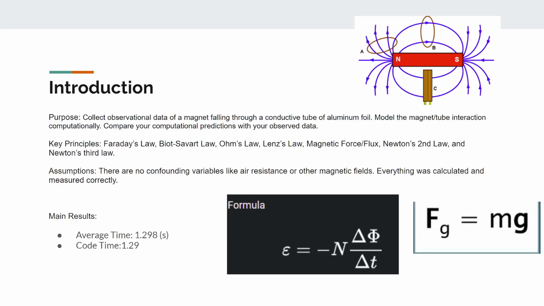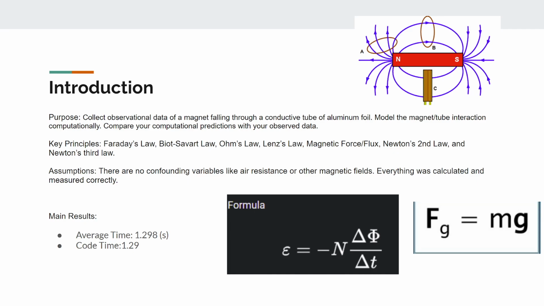Introduction. The purpose of this lab is to collect observational data of a magnet falling through a conductive tube of aluminum foil, and then model their interactions computationally, and then compare computational predictions with actual observed data. Some key principles we'll use are Faraday's law, Biot-Savart law, Ohm's law, Lenz's law, magnetic force/flux, Newton's second law, and Newton's third law, and this will be more applied in the code as well.